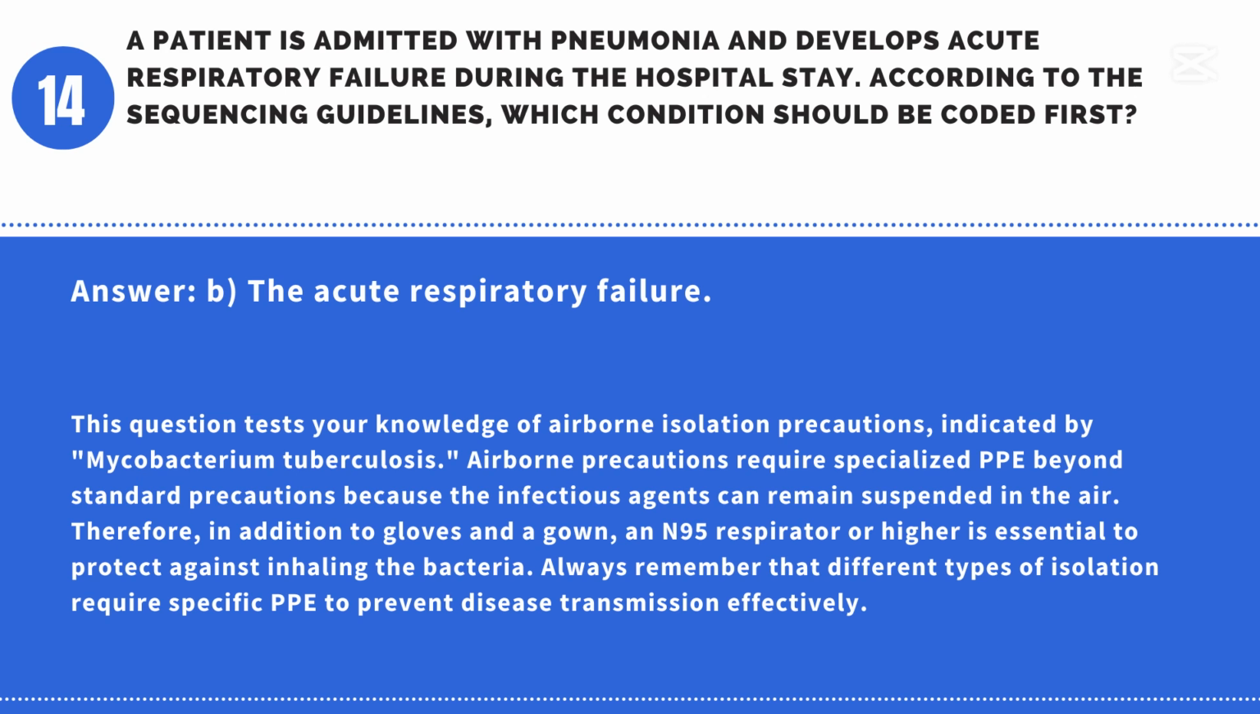This question tests your knowledge of sequencing codes when one condition complicates another. When acute respiratory failure occurs due to another condition, the respiratory failure is typically coded as the principal diagnosis or sequenced before the underlying condition, unless the official guidelines state otherwise or the physician specifically documents a different primary reason for admission. Acute respiratory failure is a severe, life-threatening condition that often requires immediate attention and drives the intensity of care.